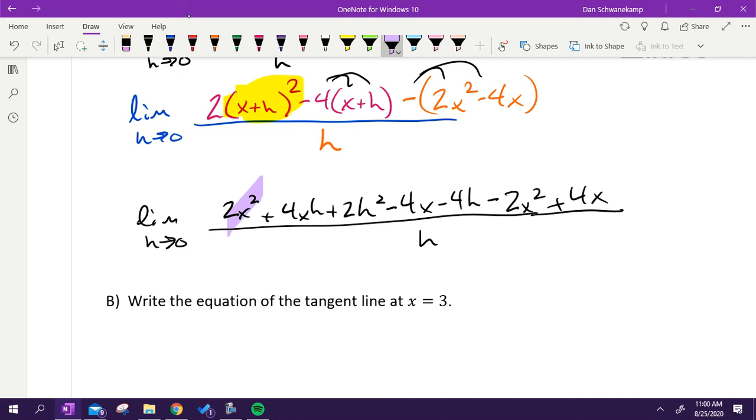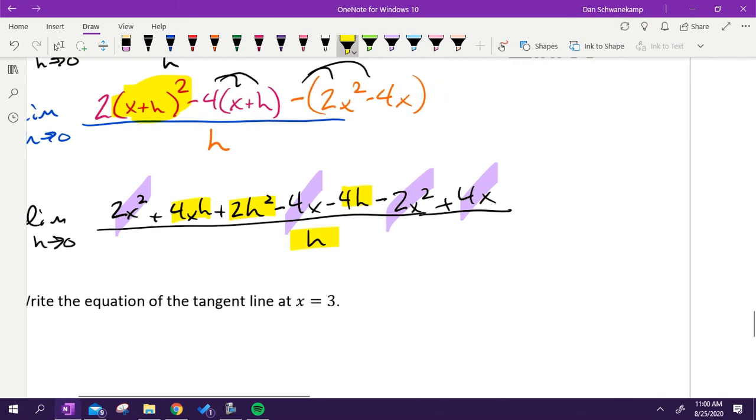2x squared, negative 2x squared. Good. Minus 4x, positive 4x. I think that's it. I think you're good. So if she said, I think that's it, then everything else should have an h in it. Does everything else have an h in it? Yeah, it does. That has an h, that has an h, that has an h, that has an h. So I'm canceling an h out of all of them.